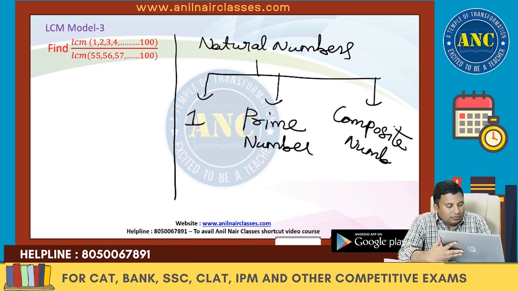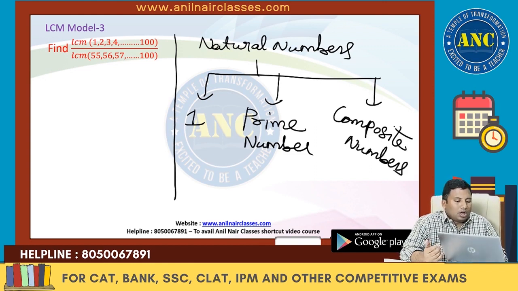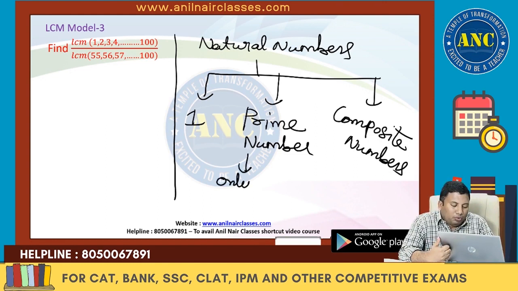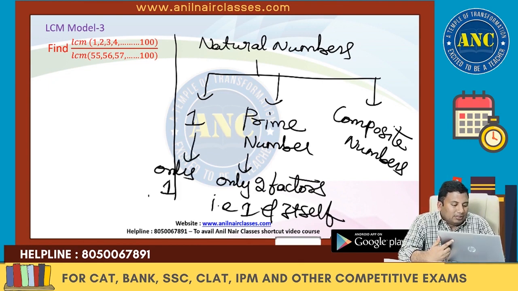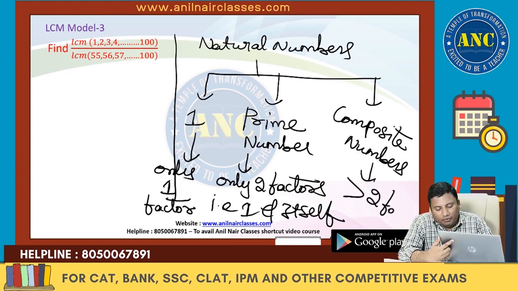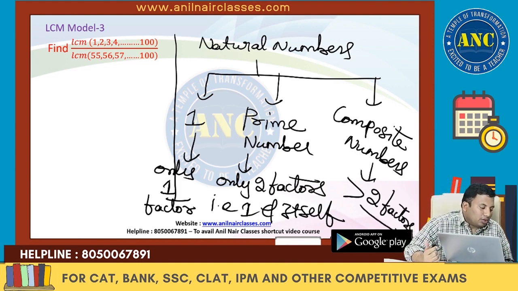Another is composite number. A prime number will have only 2 factors, that is 1 and itself. One will have only 1 factor, that is 1. A composite number will have greater than 2 factors.